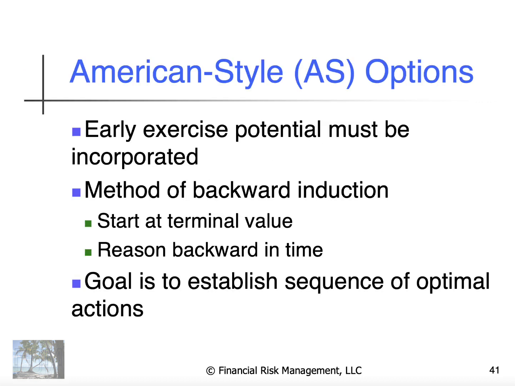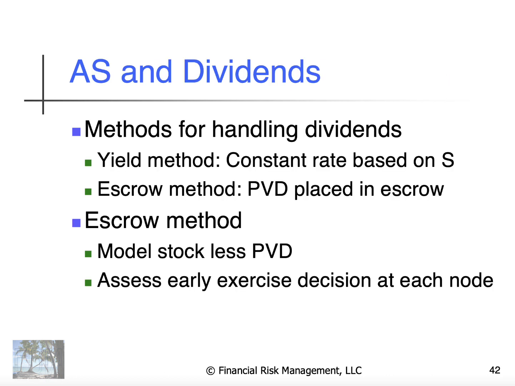your familiarity. American style options can be exercised early, and that potential needs to be incorporated. The way this is going to work is what's known as the method of backward induction. I'm going to start at the terminal value and reason backwards through time. The goal is to establish the sequence of optimal actions.